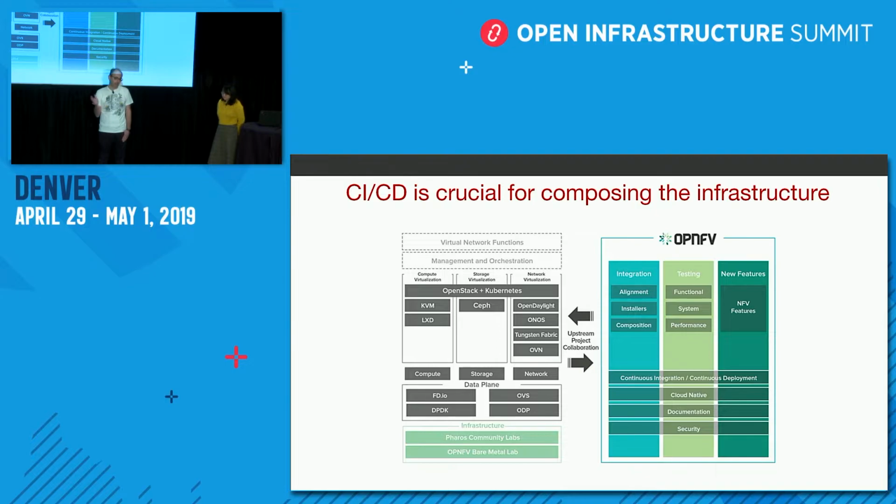Yeah, we integrate, that is quite important, but if you don't test that integrated stack, then you don't know what is there actually. And we have many great test projects in OpenFV, and two of the important ones we run all the time within our CI/CD pipelines are called functional testing and platform benchmarking. So we run functional testing by pulling in different test cases from all these different communities.